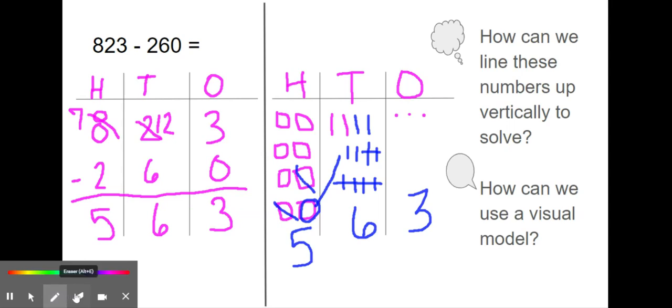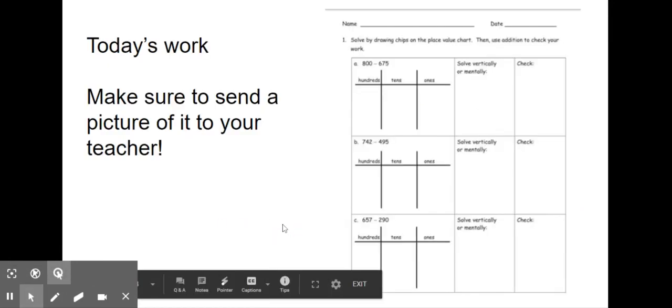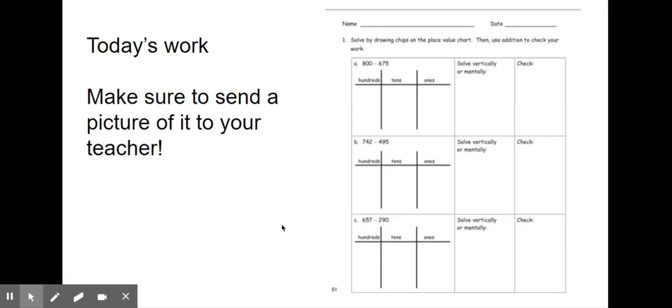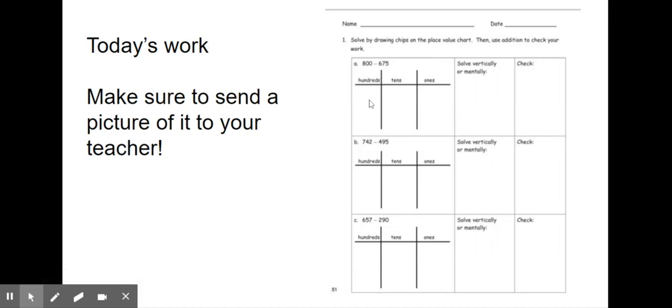There's your answer. Okay, so now it is your turn to practice. You are going to solve it vertically or mentally here, but you are also going to draw it out using your place value ones, tens, and hundreds, like Miss Fitzgerald just did, okay? And think of a strategy to check your work over there. Use addition to check your work.